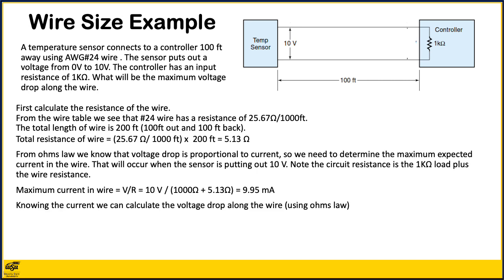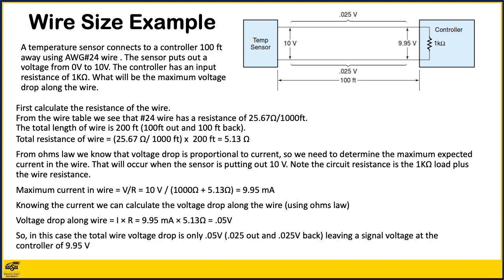Knowing the current, we can calculate the voltage drop along the wire using Ohm's law. Voltage drop along the wire is equal to I times R, or 9.95 milliamps, times 5.13 ohms, which is equal to 0.05 volts. So, in this case, the total wire voltage drop is only 0.05 volts, which is 0.025 volts out and 0.025 volts back, leaving a signal voltage at the controller of 9.95 volts.